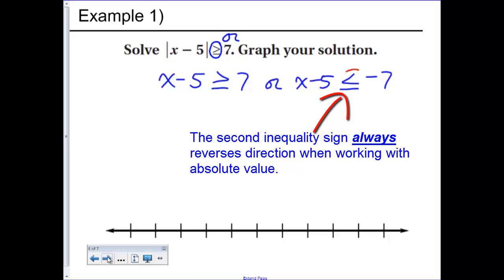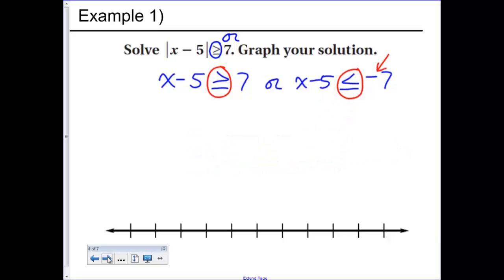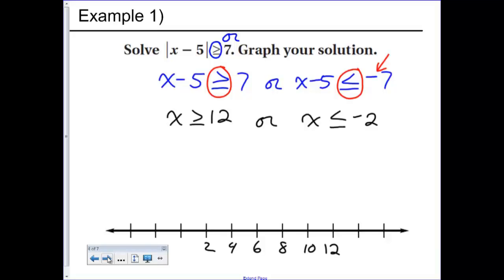And you'll notice that right here I flipped the sign around compared to this one, and that's because we made this number a negative 7. That's the same thing as multiplying by a negative on both sides. Go ahead and continue solving. X is greater than 7 plus 5, which gives you 12. The other side, don't forget the OR, x is less than or equal to negative 7 plus 5, which is negative 2. So I'm going to go ahead and put 12, 10, 8, 6, 4, 2, 0, negative 2.